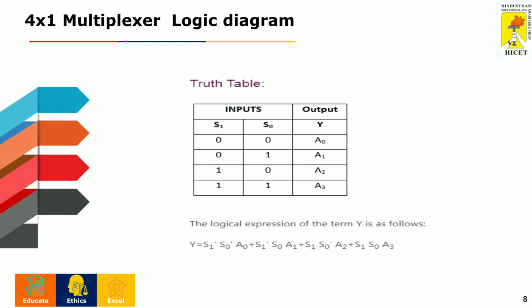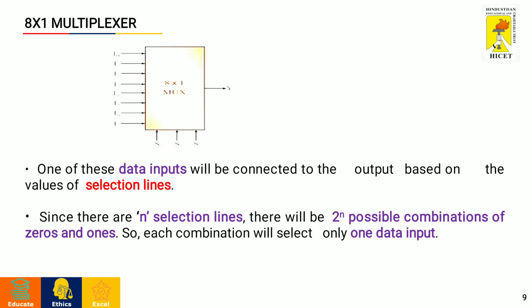The logical expression of the output y is as follows: y is equal to S1 dash S0 dash A0 plus S1 dash S0 A1 plus S1 S0 dash A2 plus S1 S0 A3. Now coming to the 8 cross 1 multiplexer, here I have 3 selection lines, and 2 to the power of 3 is equal to 8, so I have 8 input lines.